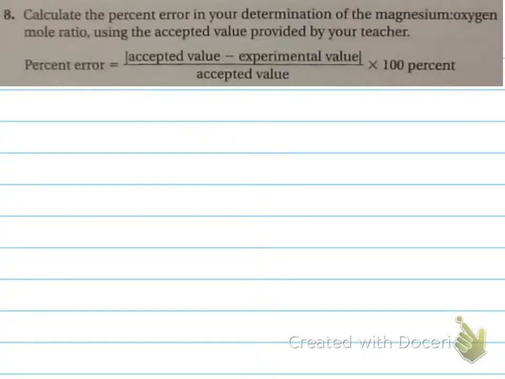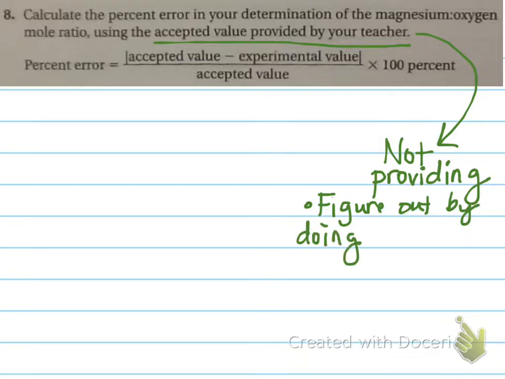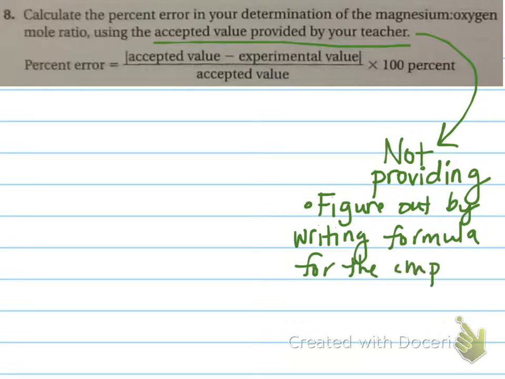Number 8, calculate the percent error in your determination of the magnesium to oxygen mole ratio using the accepted value provided by your teacher. Your teacher's mean. I'm not providing that. I'm telling you this: you can figure this out by writing the formula for the compound magnesium oxide, like you did back in chapter 6 when you wrote chemical formulas. So you can write the chemical formula for magnesium oxide, which gives you the accepted value.